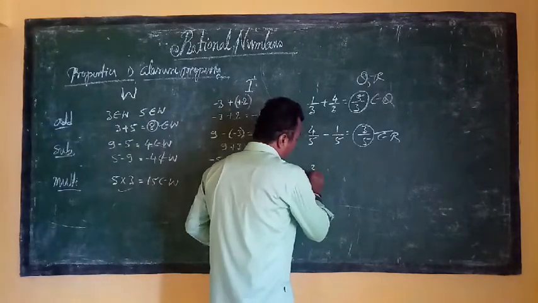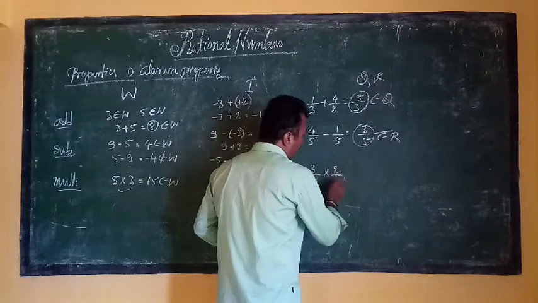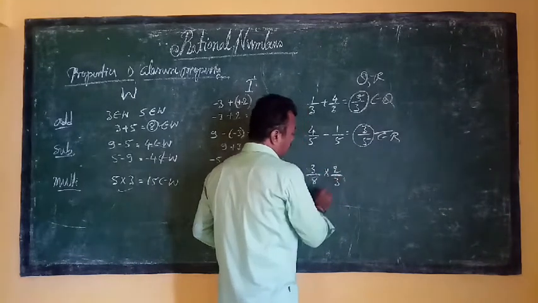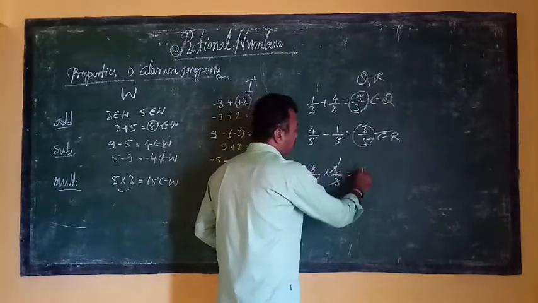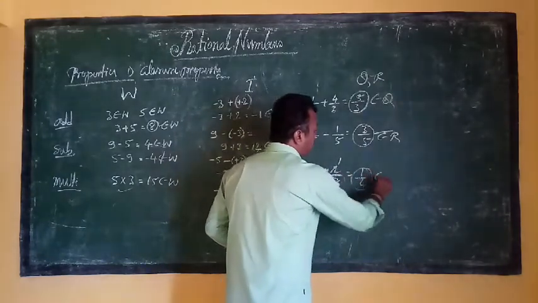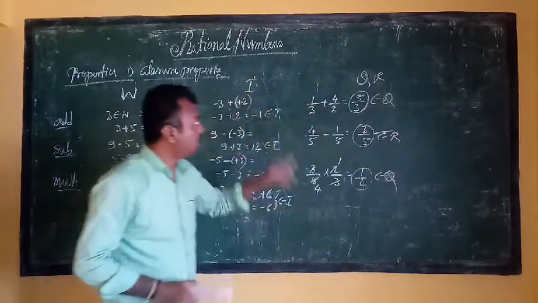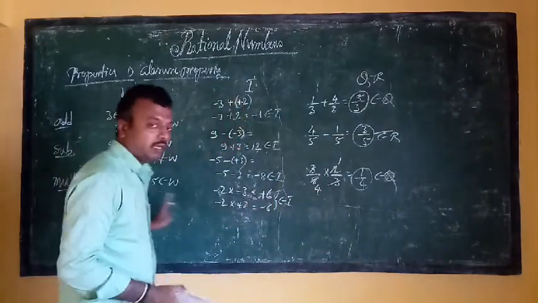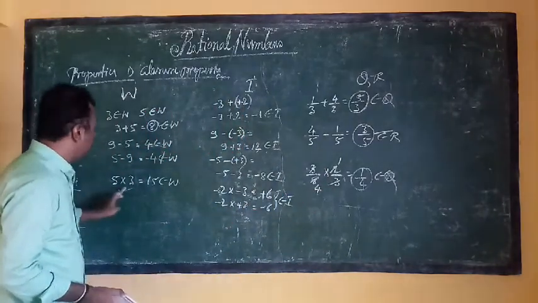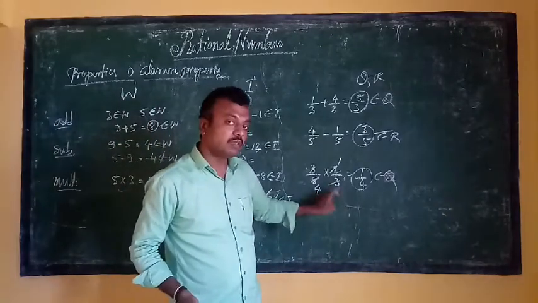Rational numbers: 3 by 8 into 2 by 3. 2 ones are 2, 4 threes are 3, 3 gets cancelled, remaining 1 by 4. So 1 by 4 belongs to the rational numbers. Therefore, the closure property is satisfied for rational numbers under multiplication. Here students, whole number is also satisfied, integer is also satisfied, and rational number is also satisfied.